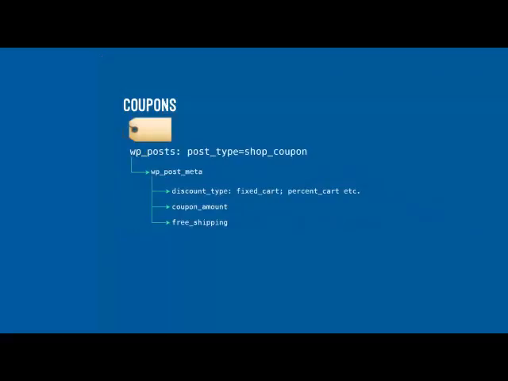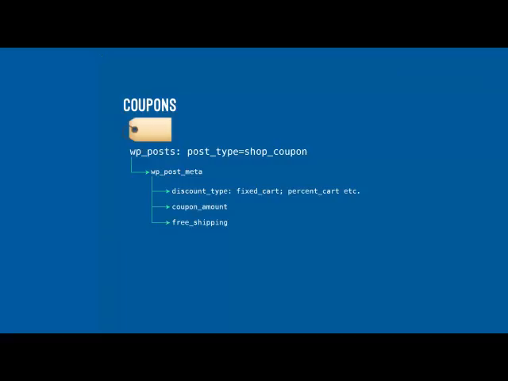Coupons, again, are a custom post type, a much simpler object than products. They're a post type of shop coupons stored in the post database. Even though throughout the code they're usually referred to by the coupon code rather than an ID like a post ID, they are found in here. And the post meta table stores data around the type of discount it is. It's not a taxonomy this time.